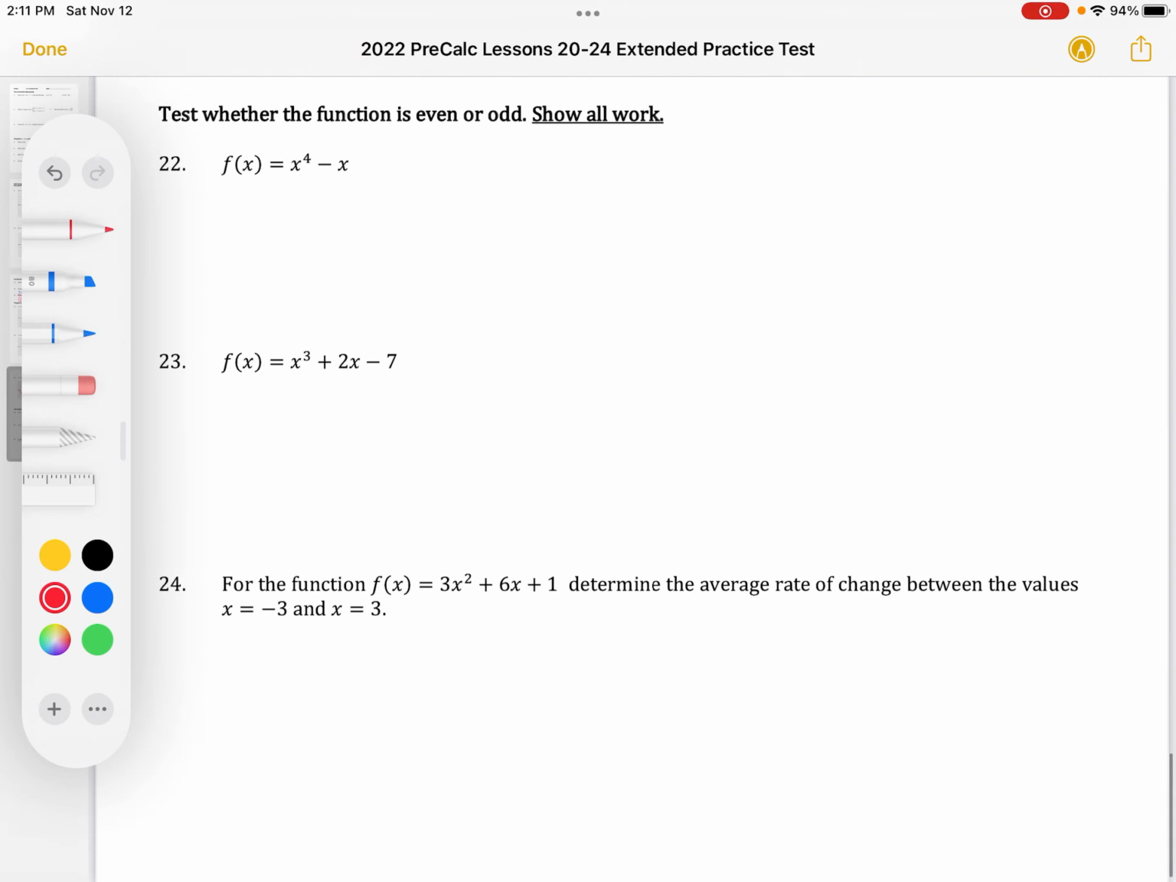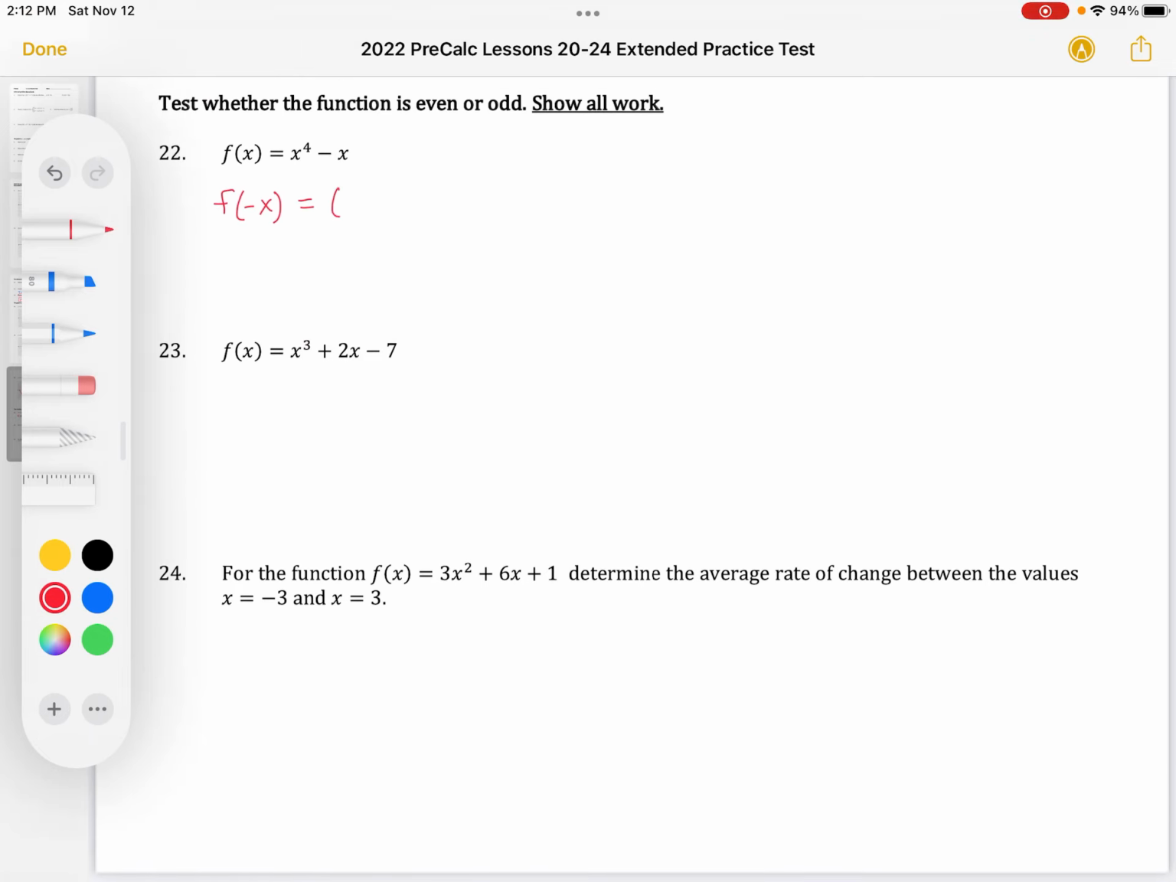All right. So in 22 and 23, we're going to test whether the function is even or odd. So remember, to do this you replace the x's with negative x. So if we replace these x's with negative x's, we end up with negative x to the 4th minus negative x. And if you raise any negative number to a power of 4, it always ends up being even. So this just turns back into x to the power of 4. Minus negative x is actually a plus x. So if this was going to be even, both of these terms would have to stay as a positive x to the 4th and a minus x. That didn't happen. So it's not even.